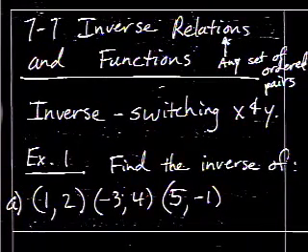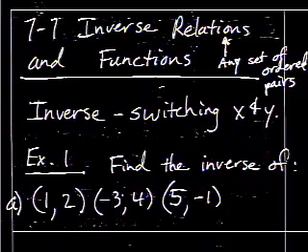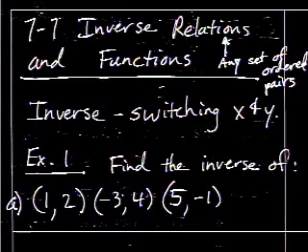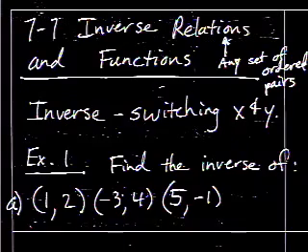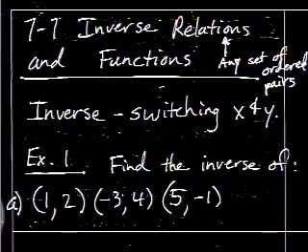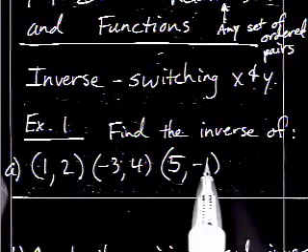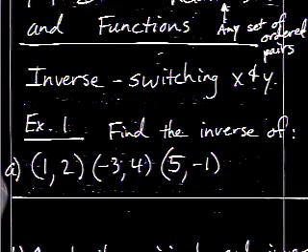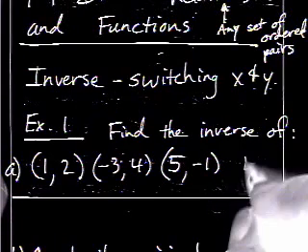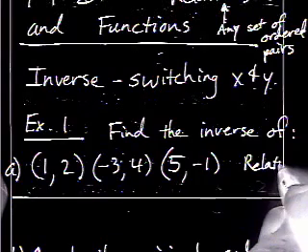Well, the inverse is found simply by switching x and y. I know that seems like it's too easy and too simple, but really that's all it is. If you know how to switch x values and y values, then you will have the inverse down. So for instance, in example 1, it says find the inverse of, and it lists 3 coordinates. This is a set of ordered pairs, so this is what we would consider a relation.